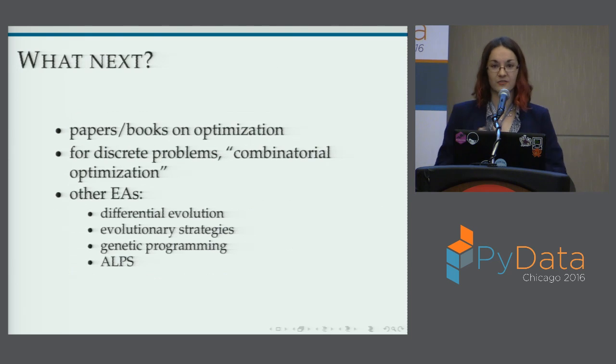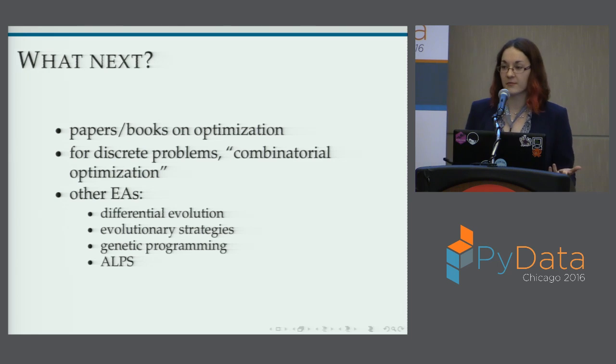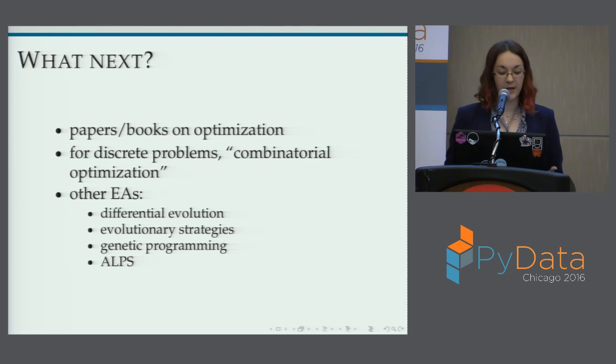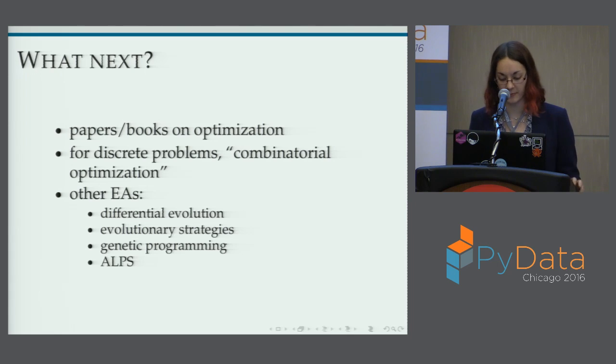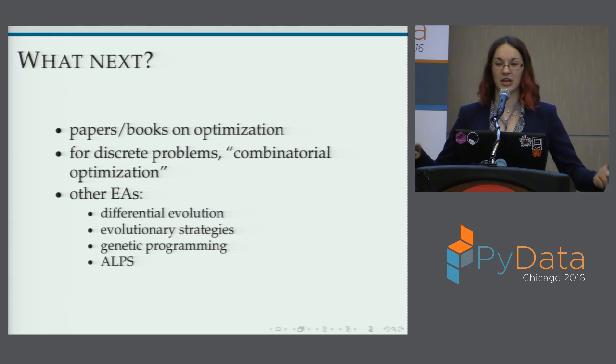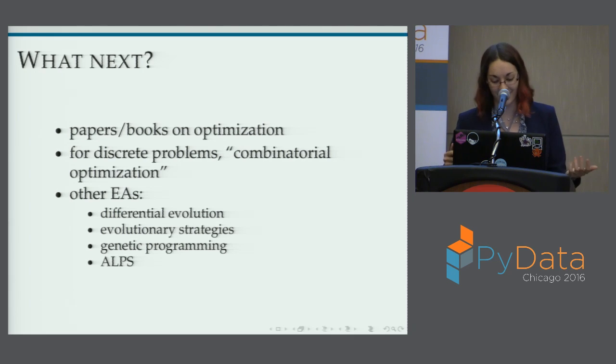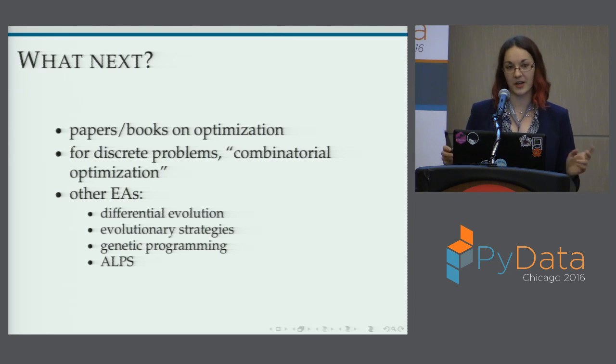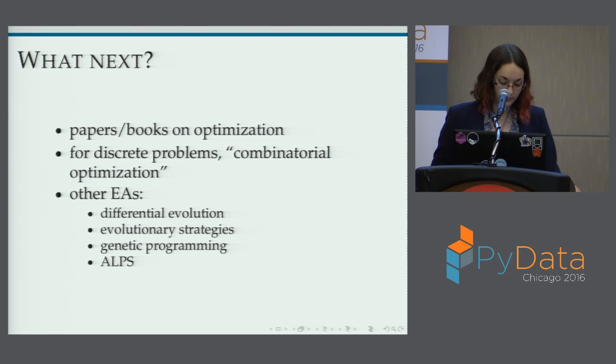So this is my general overview of these different kinds of algorithms. If this is something that you're interested in, there are a lot of papers and books on optimization. I don't know of a single resource that has all of this information because it's coming from a lot of different fields. A lot of these were developed independently of each other, and you have to hunt around to find them all. But for discrete problems, the term you probably want to look up is combinatorial optimization.